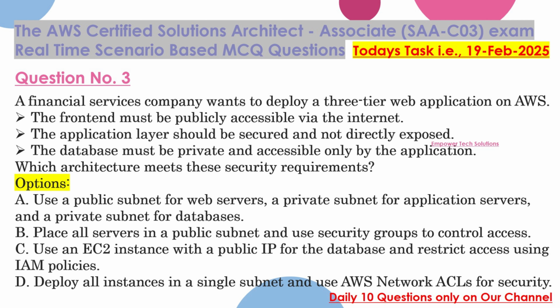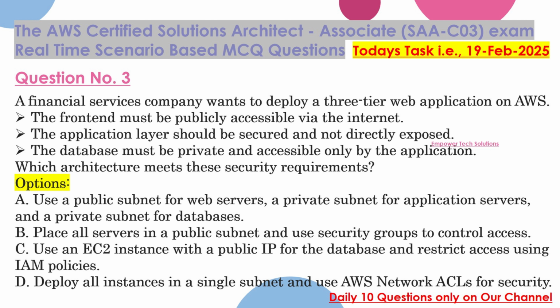Question 3. A financial services company wants to deploy a 3-tier web application on AWS. The front-end must be publicly accessible via the internet. The application layer should be secured and not directly exposed. The database must be private and accessible only by the application. Which architecture meets these security requirements?